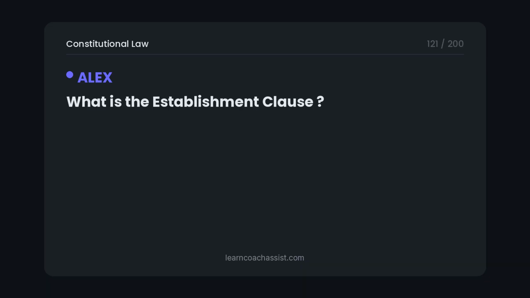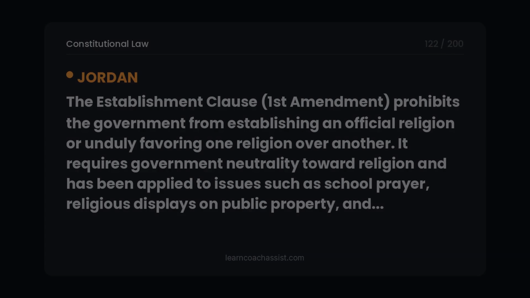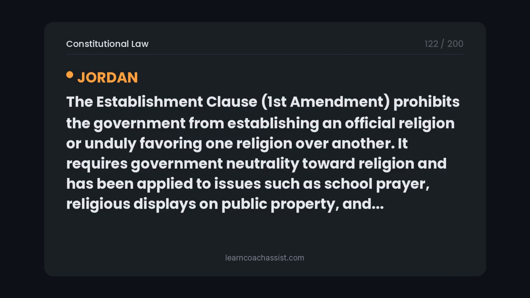What is the Establishment Clause? The Establishment Clause, First Amendment, prohibits the government from establishing an official religion or unduly favoring one religion over another. It requires government neutrality toward religion and has been applied to issues such as school prayer, religious displays on public property, and government funding of religious organizations.